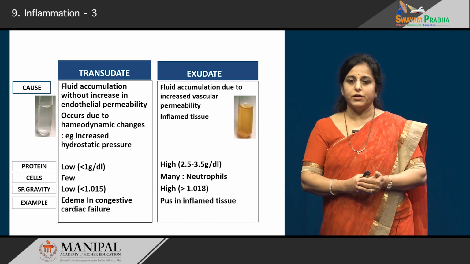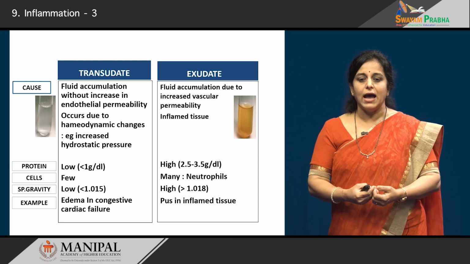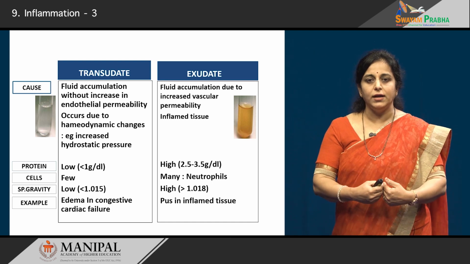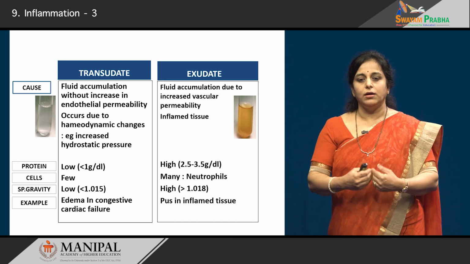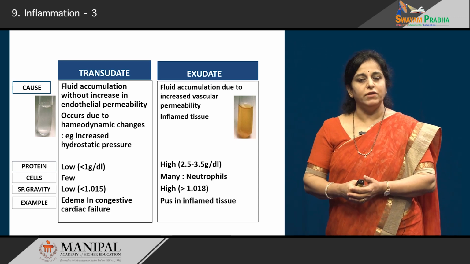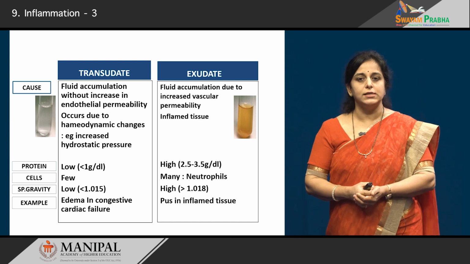The examples for a transudate: any condition where there is an increased intravascular pressure, as in case of congestive heart failure, or a decreased protein content or oncotic pressure, and exudate occurs exclusively in inflamed tissue, and a classical example for exudate is pus.